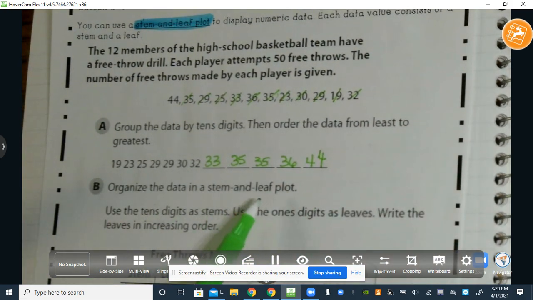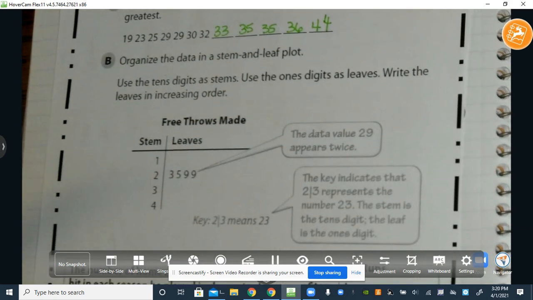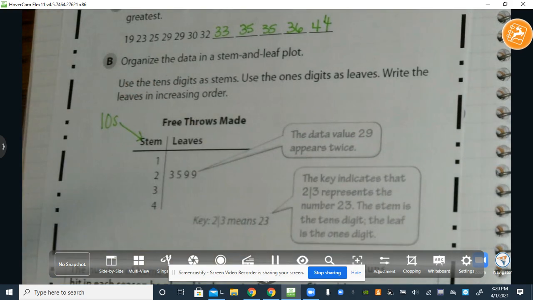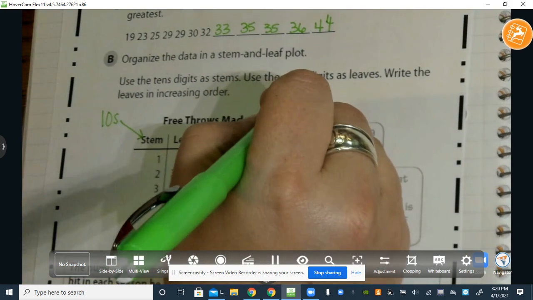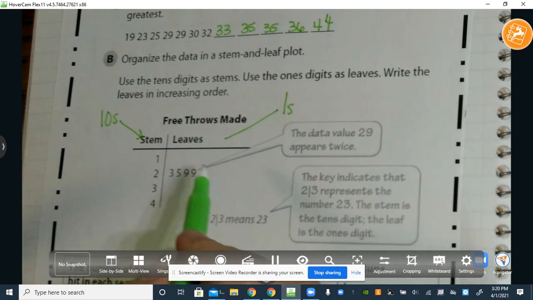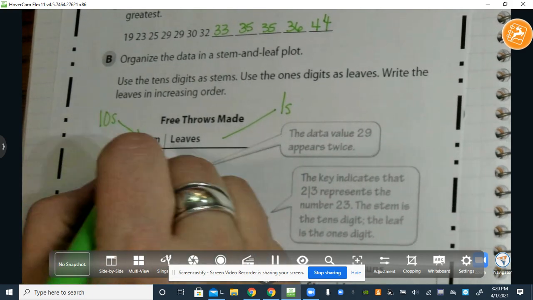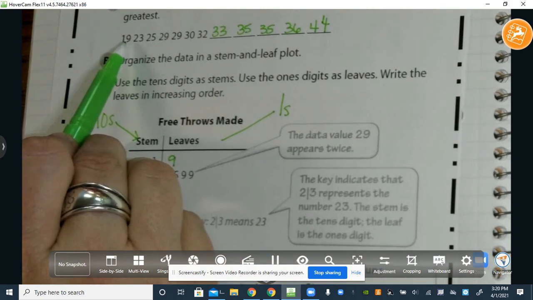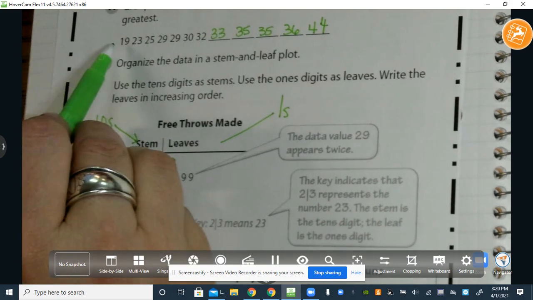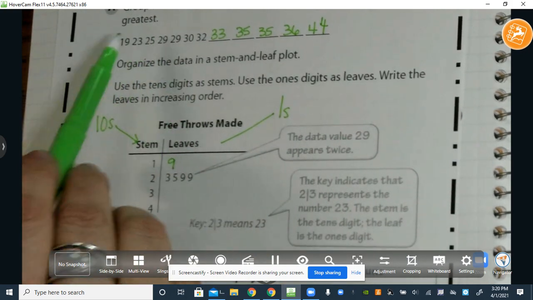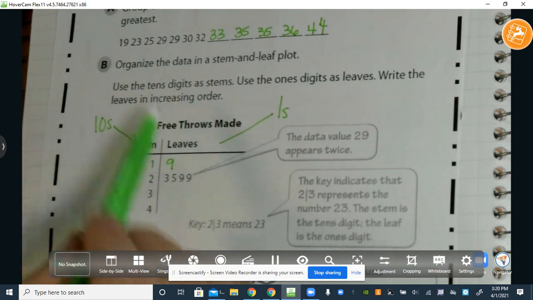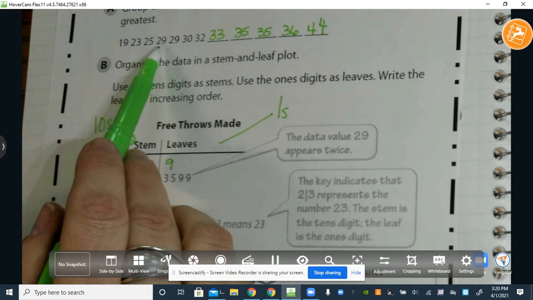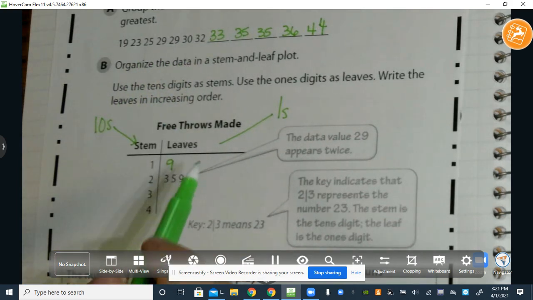Now I'm going to organize them into a stem and leaf plot. So with a stem and leaf plot, your stem is the tens position, and your leaves are the ones position. If I'm looking at my stem and leaf, I have my stem is 1, my leaf is 9, because 9 is in the 1 spot. So that's it, because there's no other numbers in the tens. So here we have 23, 25, 29, and 29. Because you have 29 twice, you're going to put 2 9s down there.